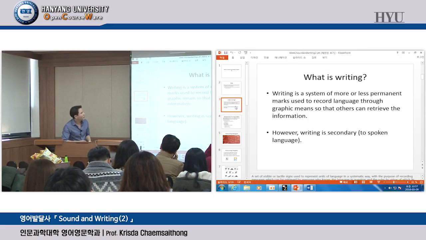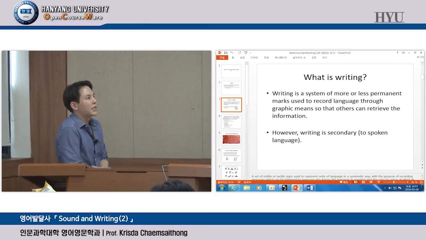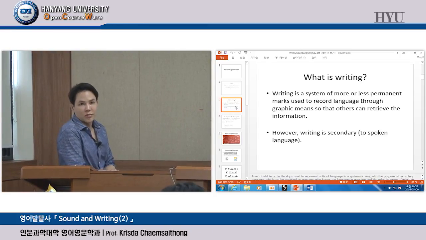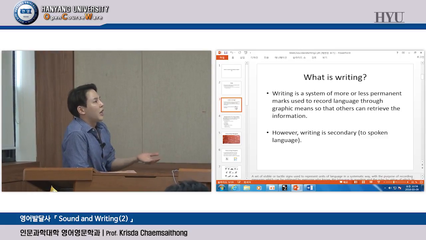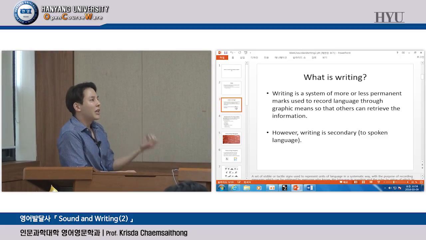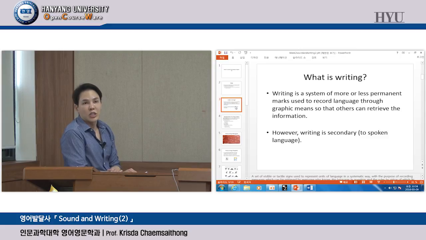Writing is a system of more or less permanent marks, right? So you mark it so that it lasts a long time, so that people can come back and read it, can get information, can retrieve information, right? So it's a system of more or less permanent marks used to record language by graphic means, things that you can see, so that others can retrieve the information, right?